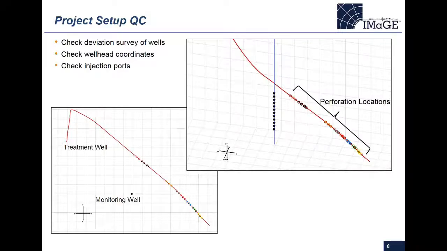And so once you've got your wells input, you want to make sure your injection ports are accurate. So whether these are perforation locations or ball seat locations, make sure that your injection ports are at the correct depths. Otherwise, if you get first events occurring off zone, you might not know why.